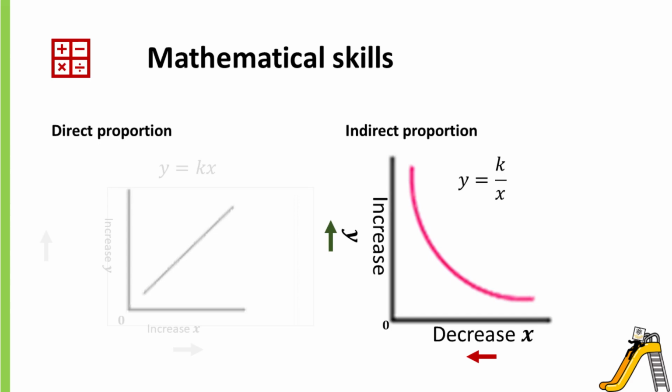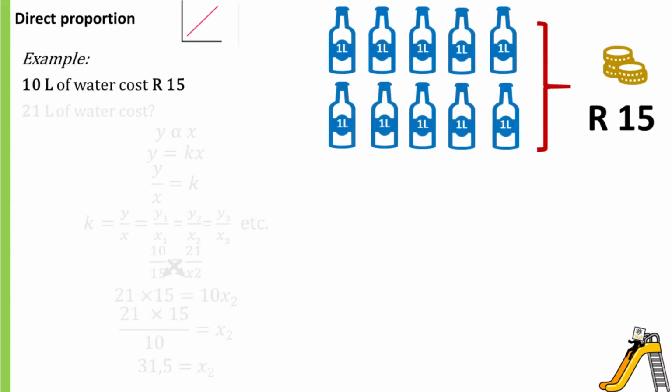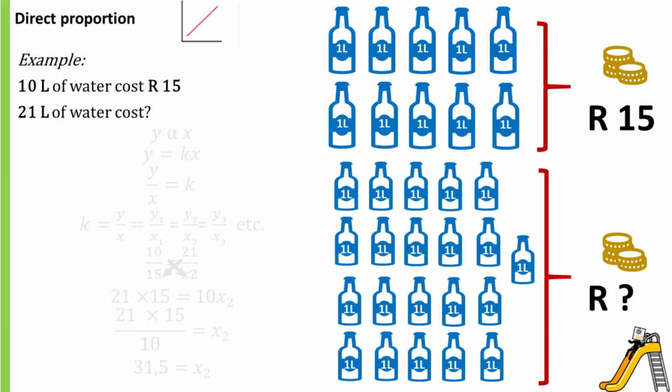Now let's get into some examples so that you can get a proper grasp of direct and indirect proportion. So here I have an example where I got 10 liters of water and it cost 15 Rand. And now I want to know how much 21 liters of water is going to cost. Now in this case, the liters of water is directly proportional to the cost of water. What that means is if I increase the amount of water, I will also have to increase the amount of money that is charged for the water. So that means that Y and X are directly proportional.